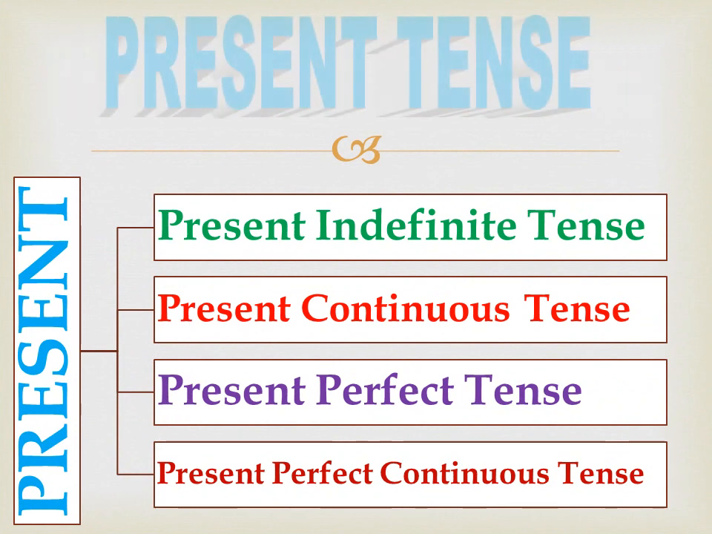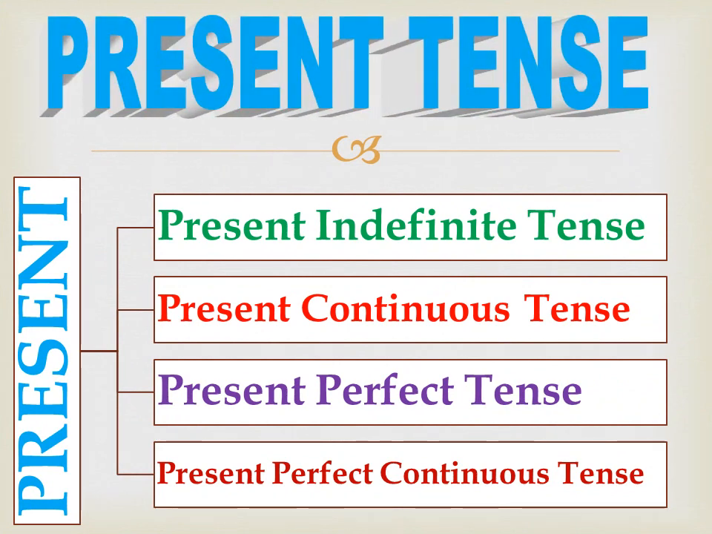Now let's talk about the present tense. The present tense consists of four subdivisions: present indefinite, present continuous, present perfect, and present perfect continuous. But in today's lesson, our focus will be on the first two present tenses, that is present indefinite and present continuous tense.